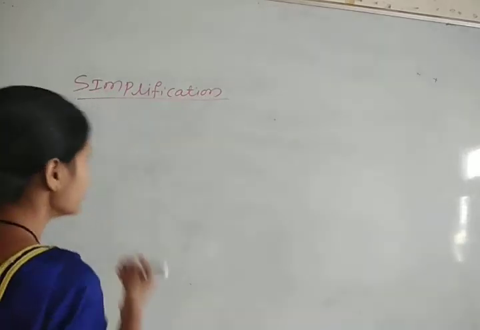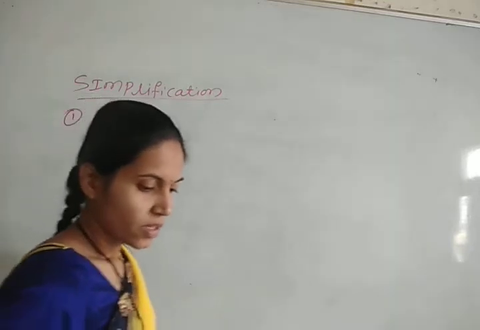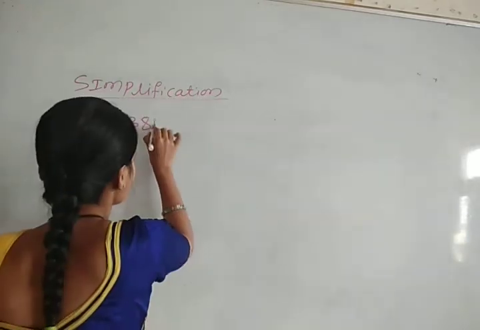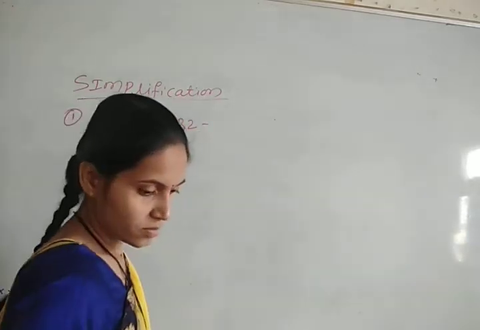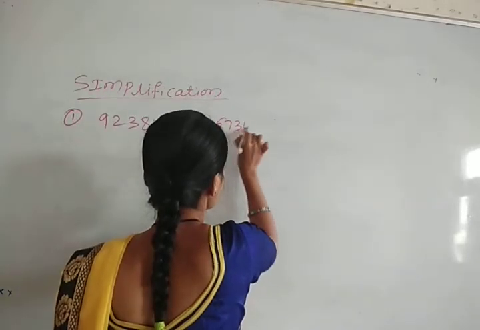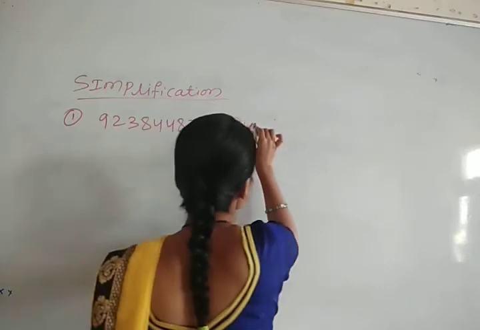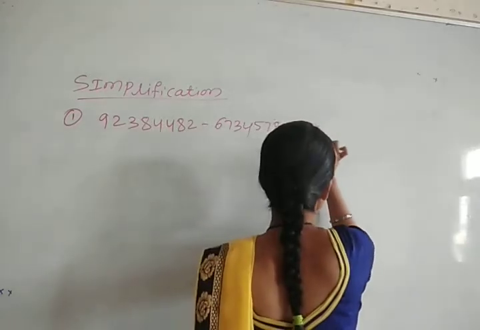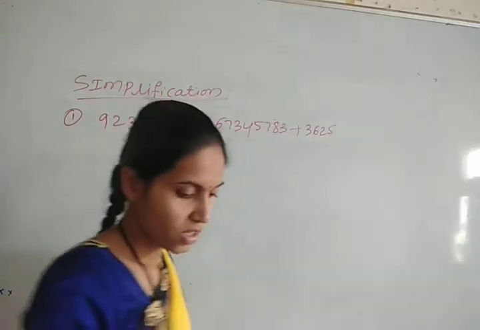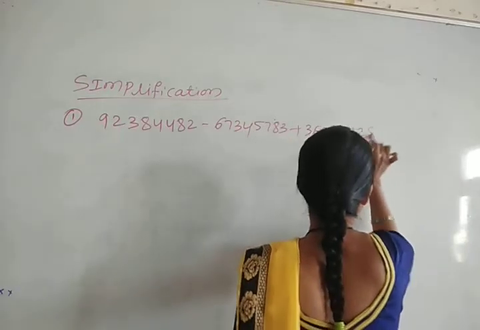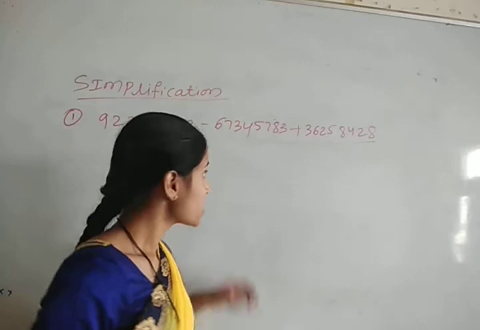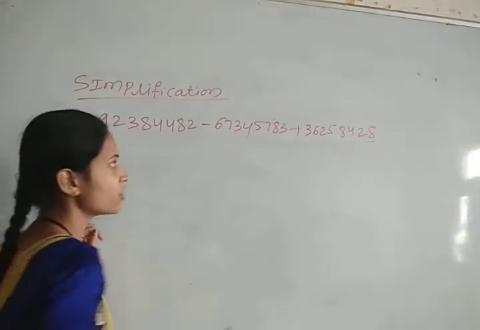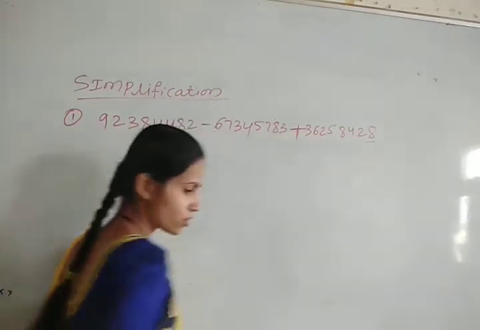Now I will write the question here. 9238, 4482 minus 6734, 5783 plus 3625, 8428. Now they have given you three numbers, and we have the minus symbol between these two numbers and the addition symbol between these two numbers.